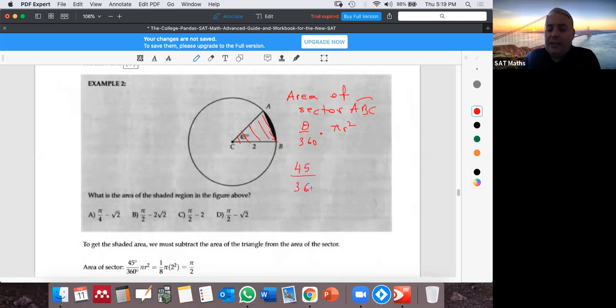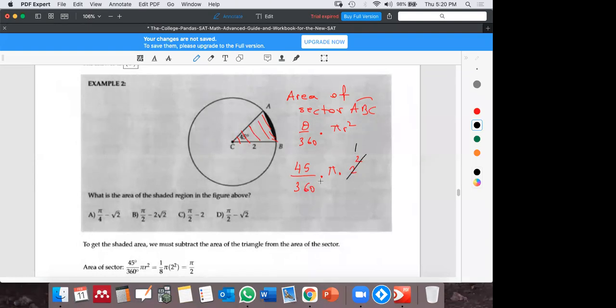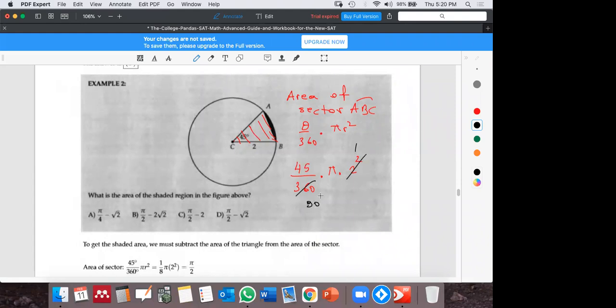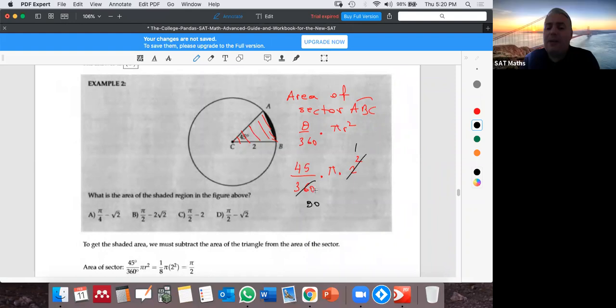45 divided by 360 times pi times the radius to the power of 2. It's clear that the radius is 2, so 2 to the power of 2 means 4. 360 divided by 4 is 90. Sir, can't we simply do 360 divided by 4? Is it 90? Yes. And then this and this simplify. So pi over 2 is the answer. You can use different ways. This is now pi over 2 that we calculated.